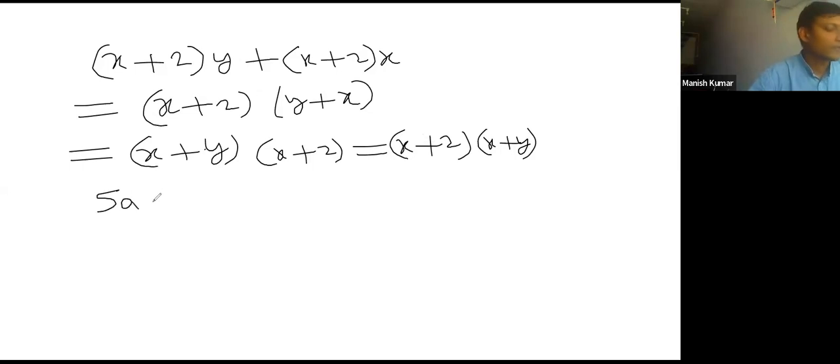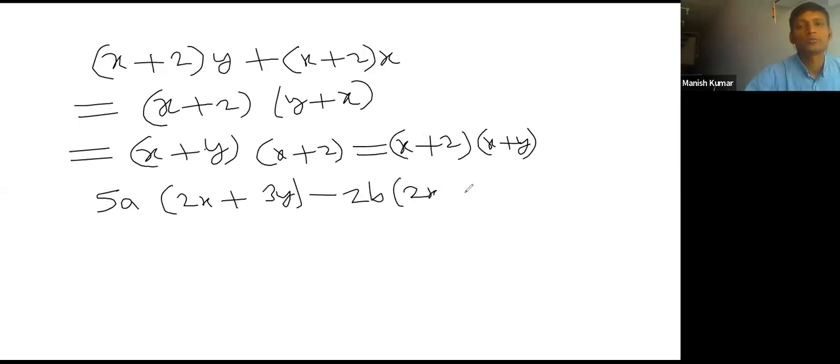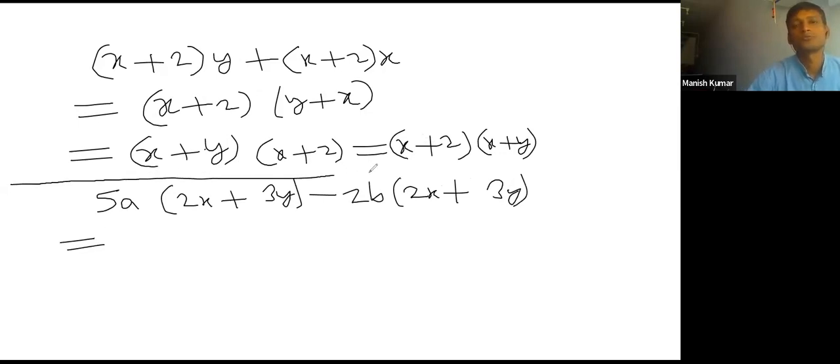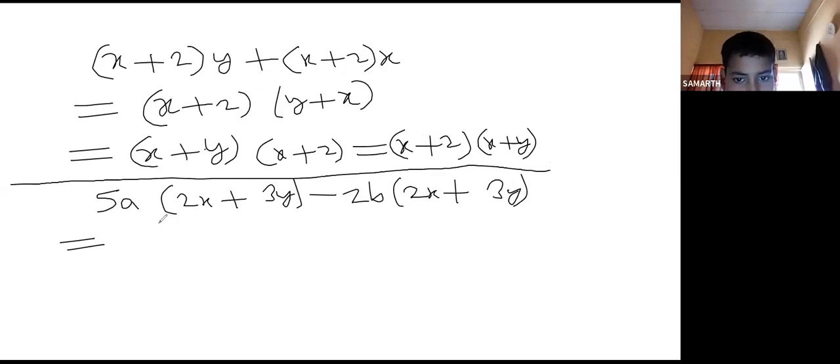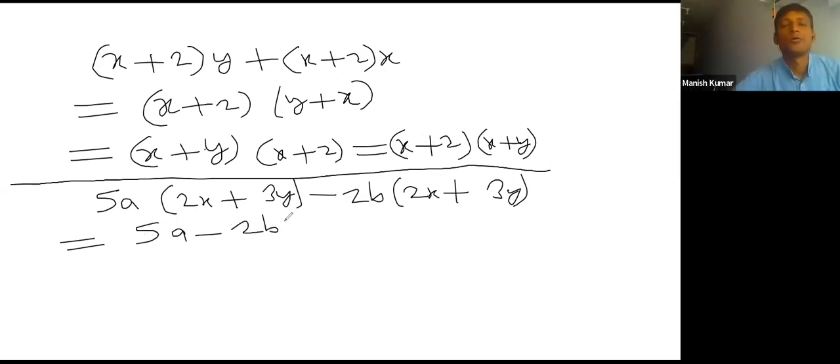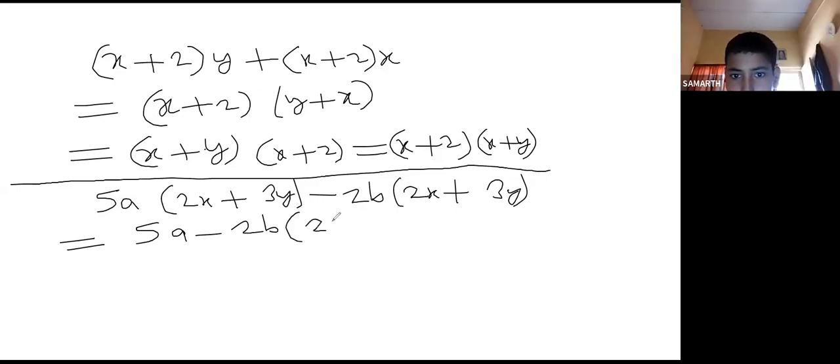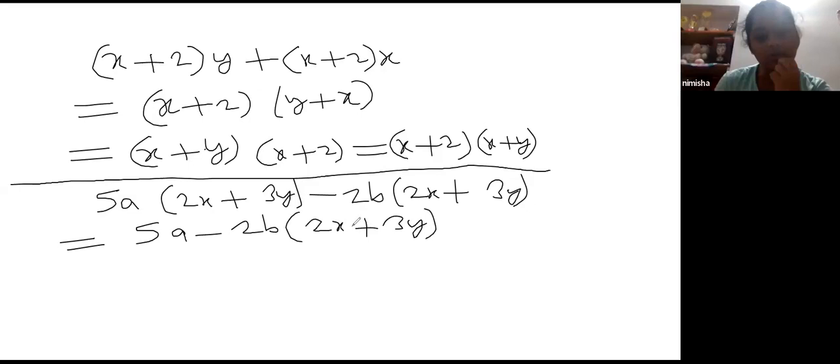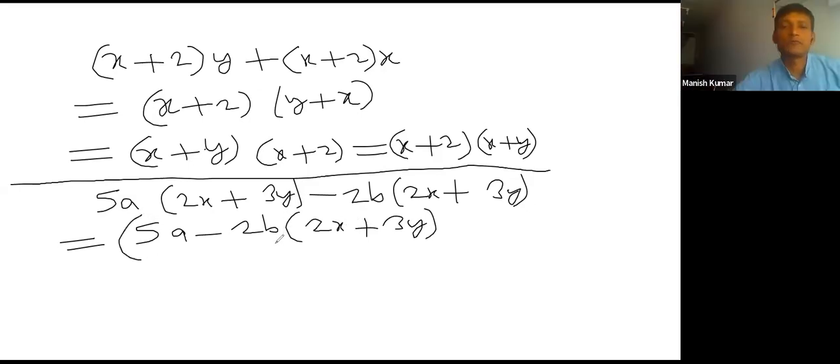Then if you are asked 5a into 2x plus 3y minus 2b into 2x plus 3y, Samarth, tell me how to do it. So 5a minus 2b into 2x plus 3y. Nimisha, is it right? So that will be also in bracket. Yes, this 5a minus 2b will be also in bracket because 5a is common for 2x plus 3y and minus 2b is also common for 2x plus 3y, isn't it? Otherwise, the meanings will be changed and your answer will also be totally wrong. Okay, Samar?